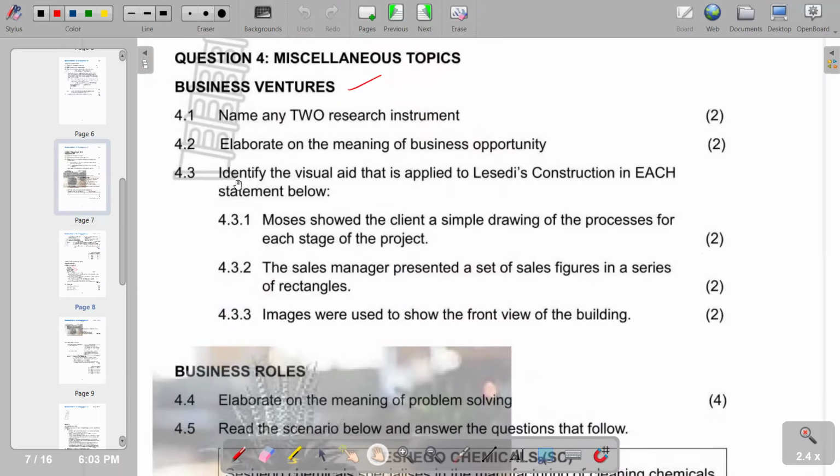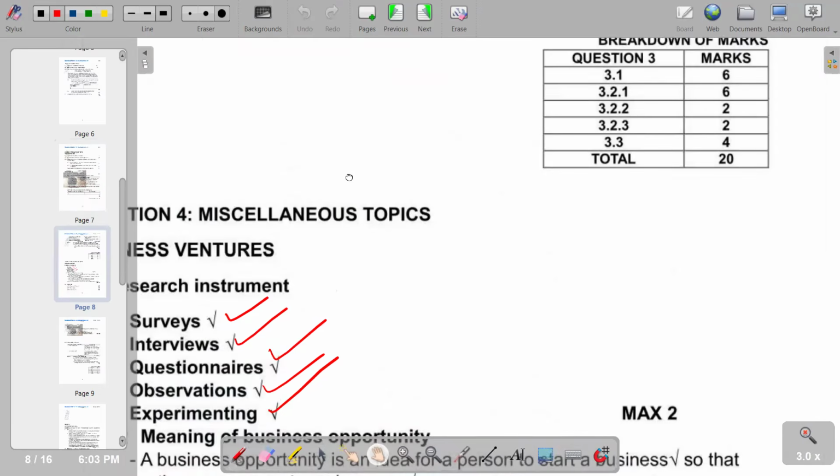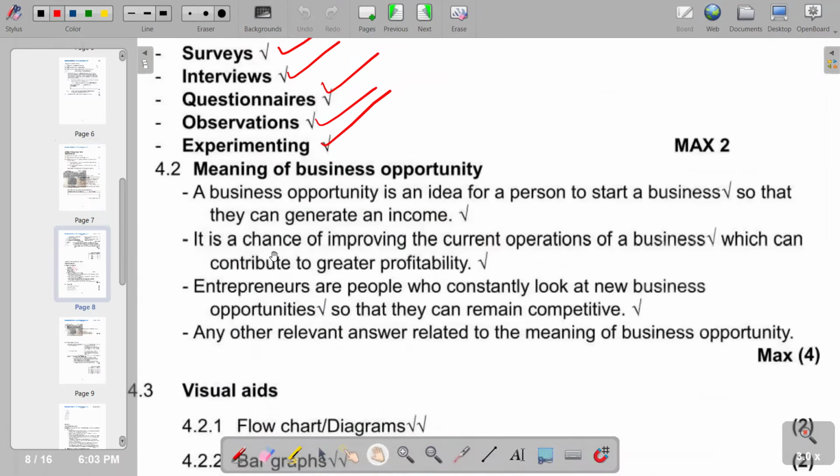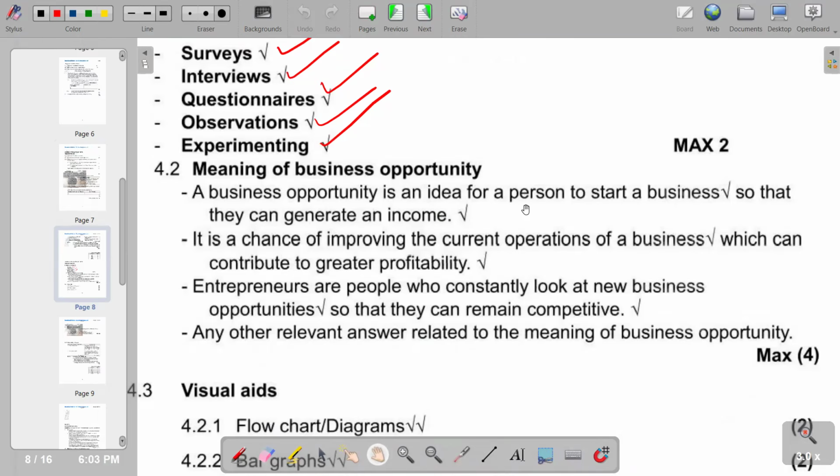So we move on to the next part of our question, which is: elaborate on the meaning of business opportunity. So you'd say that a business opportunity is an idea for a person to start a business so that they can generate an income. It is also a chance of improving the current operations of a business, which can contribute to greater profitability. So these are the explanations that we have in terms of a business opportunity.